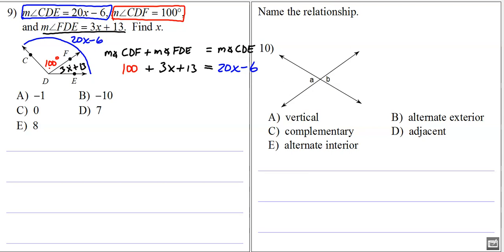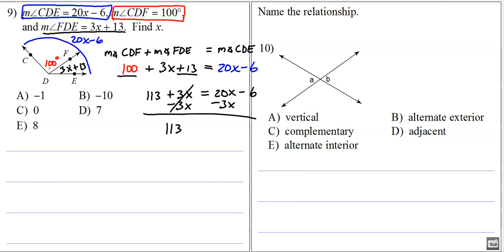All right, let's do the algebra. Left-hand side, I have some like terms I can combine. Everything else just kind of flows down. I see x's on both sides, so let's get rid of the smaller x's. And I get 113 equals 17x minus 6. I have now isolated x's to the right, so we need to get these numbers here to the left by doing the opposite. Got 17x equals 119. And last move, divide.